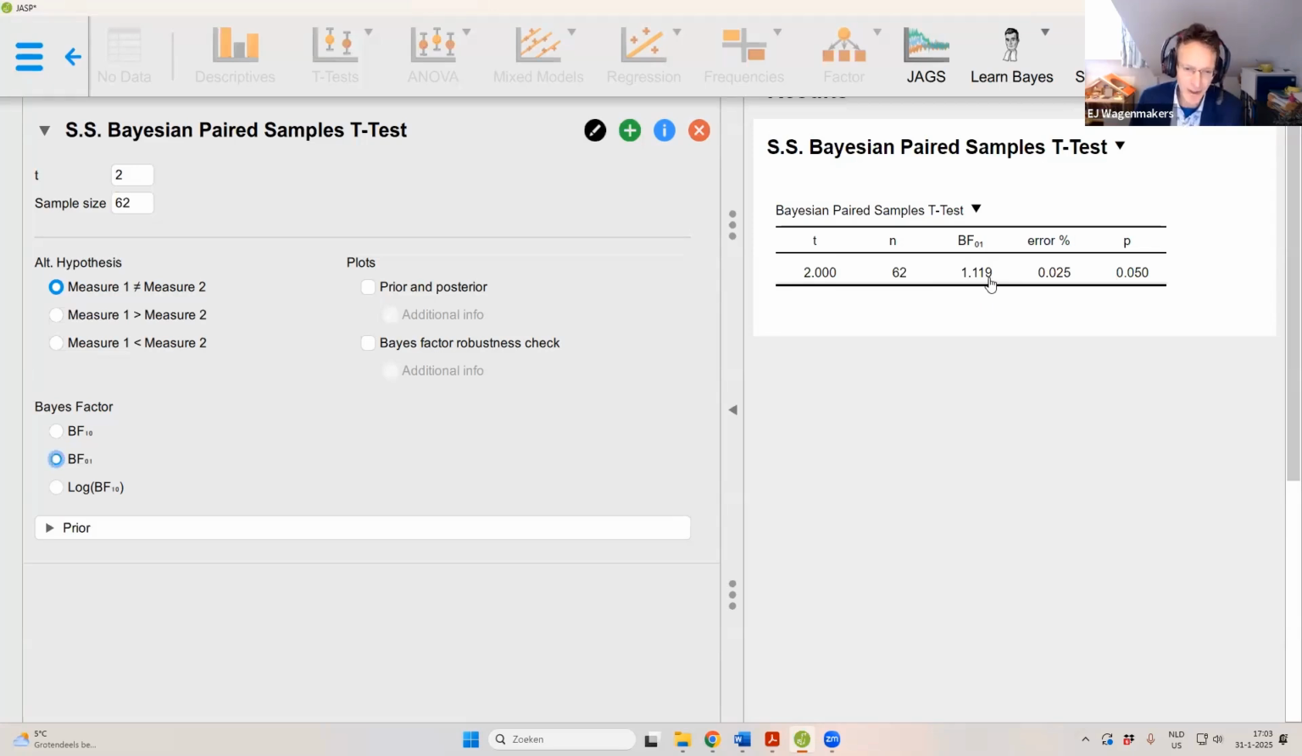We can round that to 1, which means that the data are equally likely under both hypotheses, under the null and under the alternative. Right? So there's actually no evidence here at all. And that is very different from saying we reject the null hypothesis.